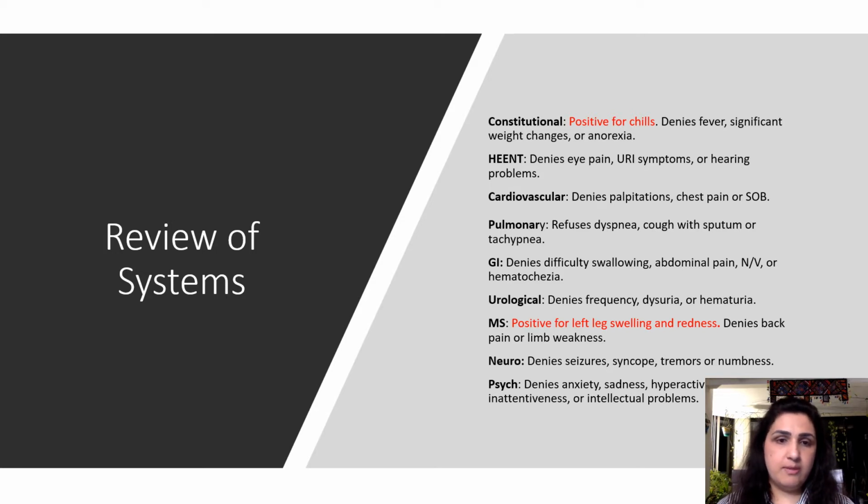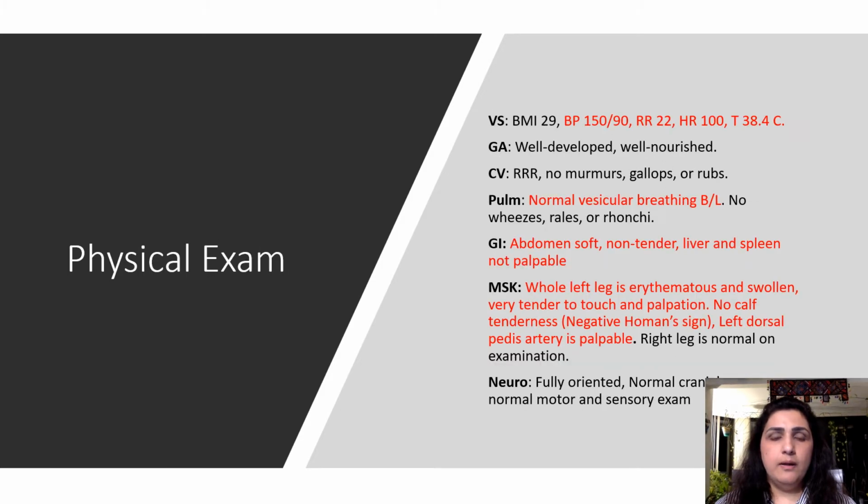On the musculoskeletal examination, he did have left leg swelling and redness, but he denied any pain or limb weakness. Other than that, cardiovascular, pulmonary, GI, neurological, and psychological examinations had no positive symptoms. On the physical examination, his blood pressure was 150 by 90, respiratory rate was 22, and heart rate was 100, and he was febrile with a temperature of 38.4. Otherwise, he was a well developed, well nourished man. Cardiovascular examination was normal. On the pulmonary examination, he had normal vesicular breathing.